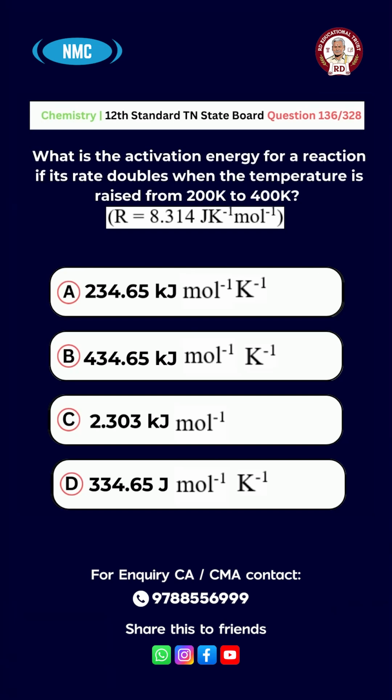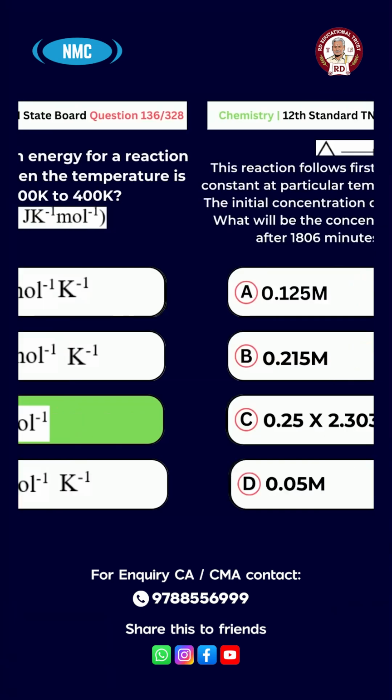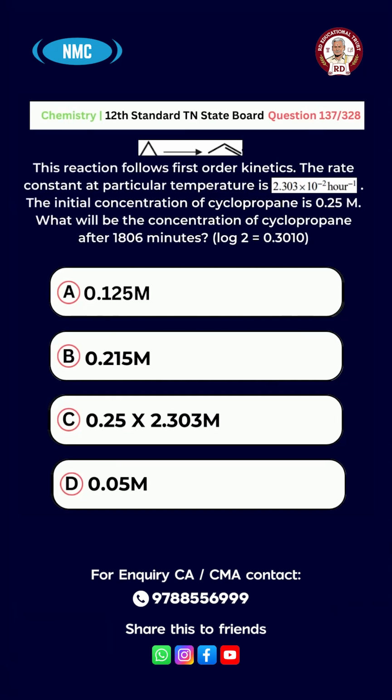Option C, 2.303 kilojoule mole inverse. Option D, 334.65 joule mole inverse Kelvin inverse. The correct option is option C, 2.303 kilojoule mole inverse.